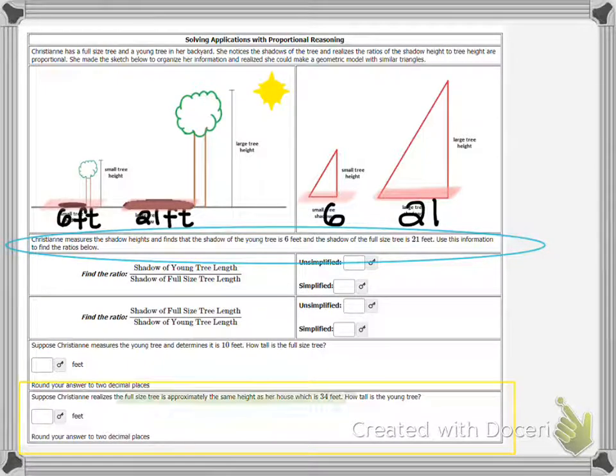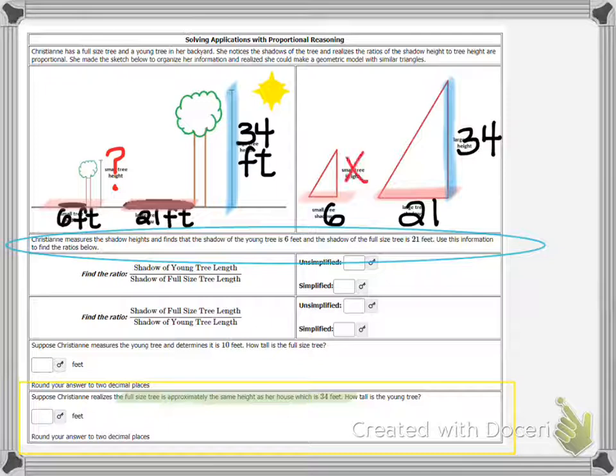So she realizes that the full-size tree is about 34 feet tall. So I'm going to label the large tree height with 34 feet, and then that means I can label the height of the larger triangle as 34. And those are corresponding sides, so they get labeled with the blue highlight. And I have to figure out how tall the smaller tree is. So I'm going to put a big question mark next to the small tree height.